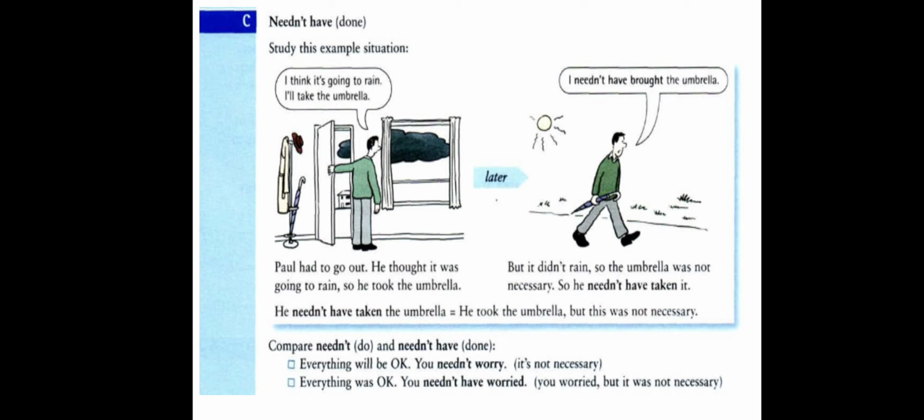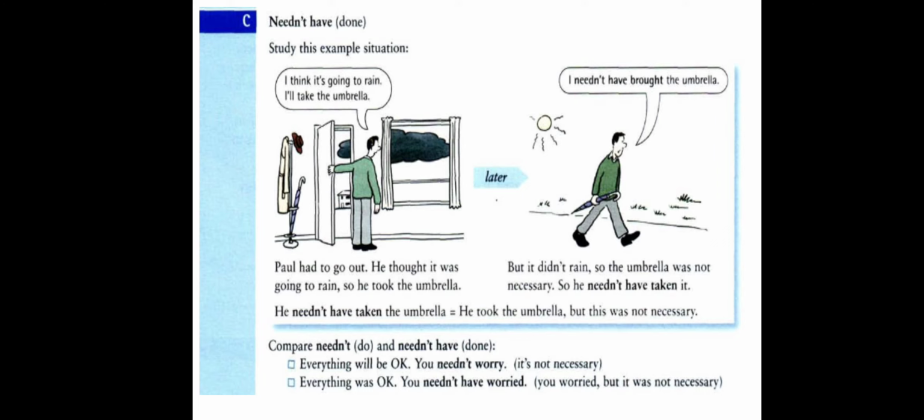Compare needn't do and needn't have done. Needn't plus the base form, and needn't plus have plus past participle. Needn't plus the base form is used for present, and needn't plus have plus past participle is used for the past. Everything will be okay means now. Everything will be okay. You needn't worry. It means it is not necessary to worry. And when we say it is not necessary to worry, it means now.